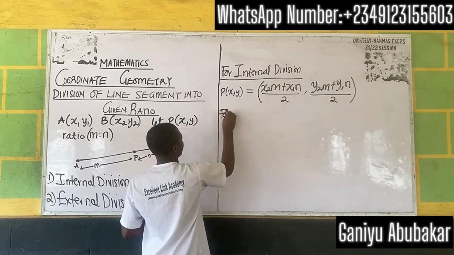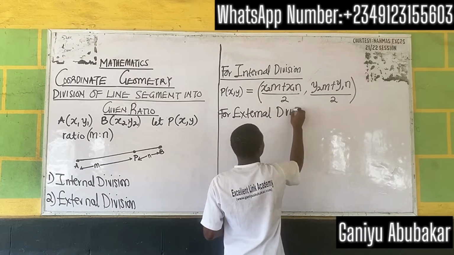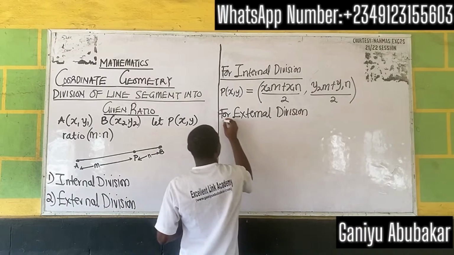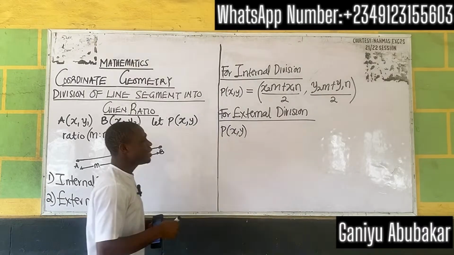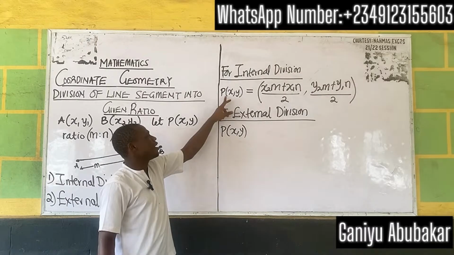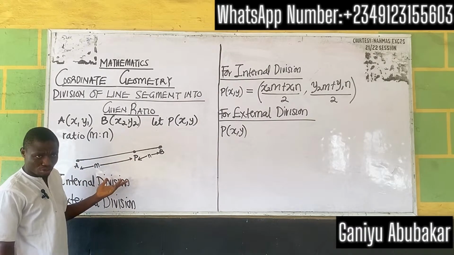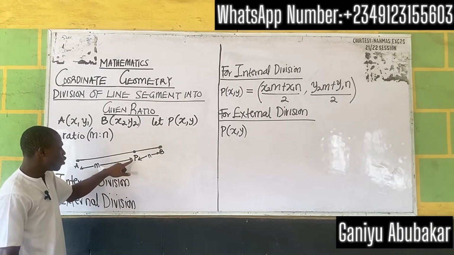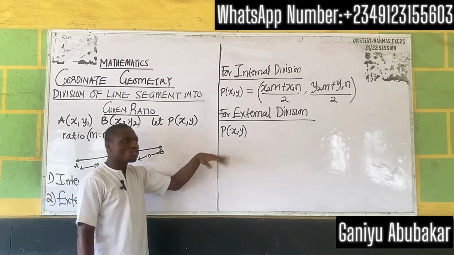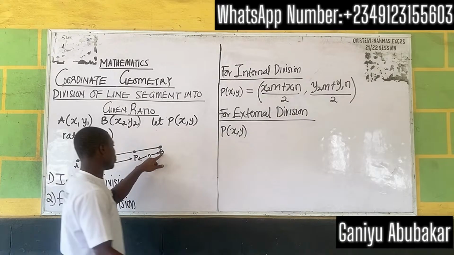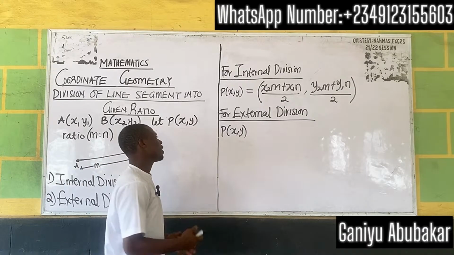For external division, the formula is given by P(x, y). Please listen. This P(x, y) means that you are dividing this line into ratios, right? After dividing into the ratio, there will be a point where the two ratios meet. So this ratio n and ratio m meet at this point. That's the point P, right? So it will have a coordinate.